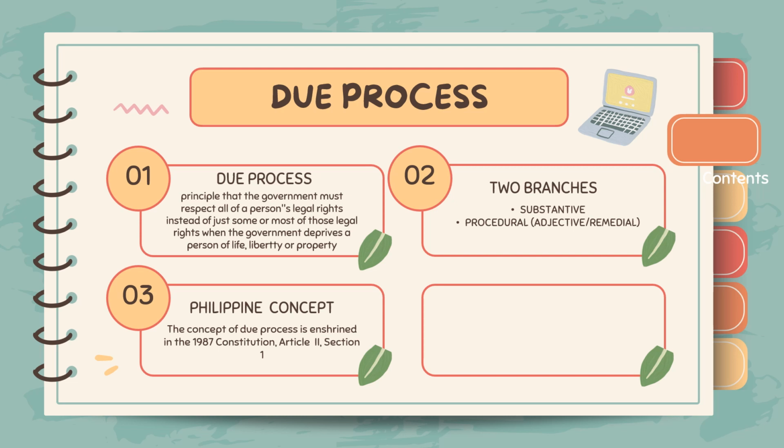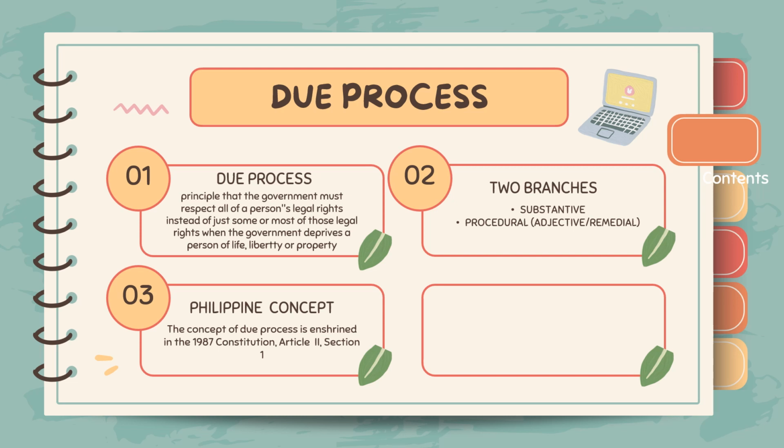We have procedural due process. It is based on the principle that a court of law renders judgment only after trial and based on the evidence presented therein. So an example of procedural due process is the Rules of Court.